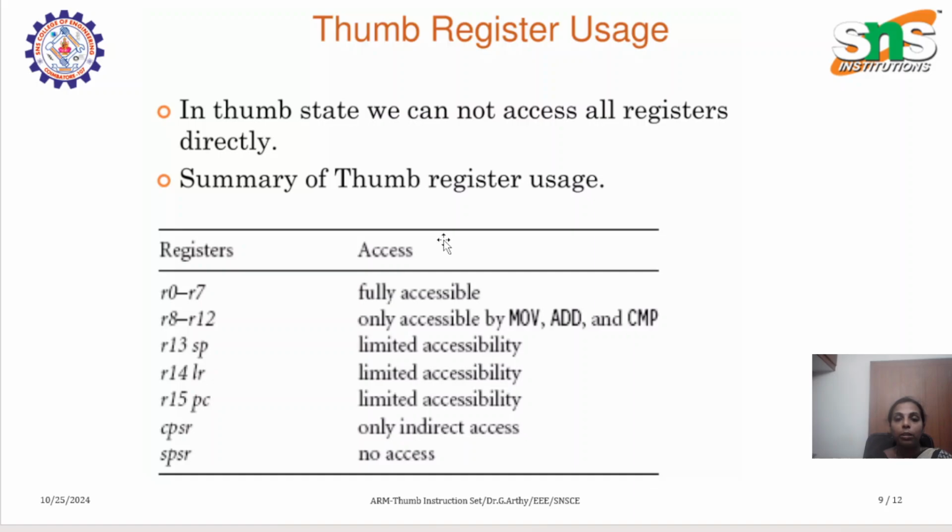And this is Thumb register usage. In Thumb state, we cannot access all registers directly. Registers R0 to R7 can be fully accessed. R8 to R12 are only accessible by certain instructions. R13, R14 and R15 are the stack pointer, link register and program counter, which have limited accessibility. CPSR only has indirect access and SPSR has no access.